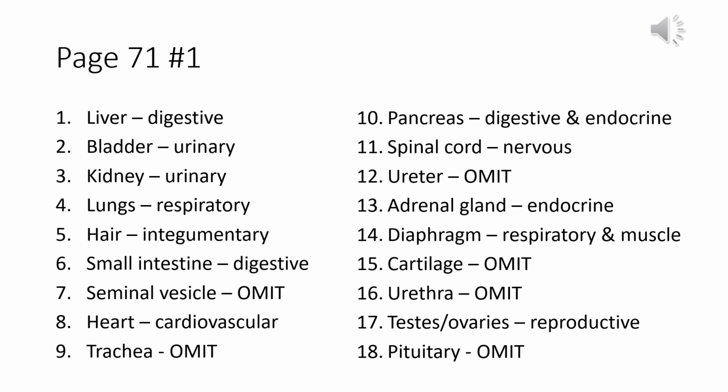The diaphragm is usually thought of in the respiratory system, but it is a big major breathing muscle, so it's also in the muscular system. Cartilage, just omit that one. I think they put it in the skeletal system in the book. The urethra is part of the urinary system, just omit that one. The testes and ovaries would be some reproductive organs. The pituitary gland is one of the endocrine glands, but yes, we are omitting that.